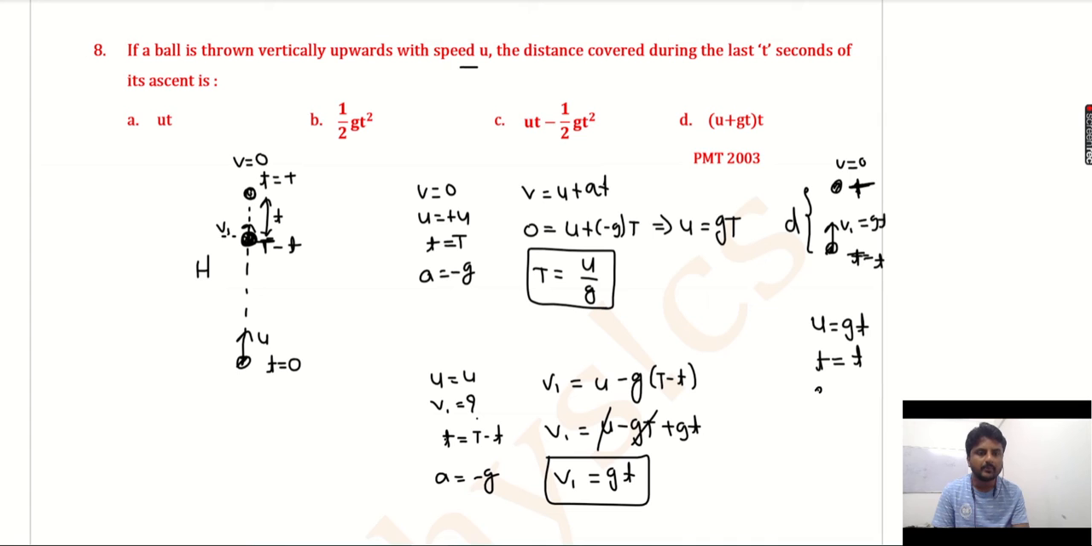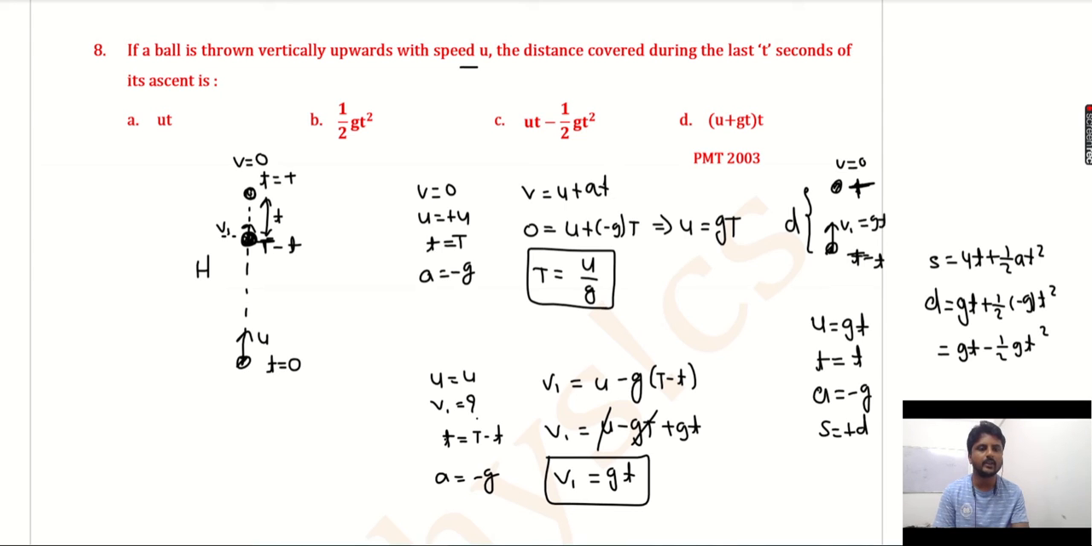Yes, later, A is equal to minus g and S is equal to plus d. So we can write S is equal to ut plus half at square. So yes, S is how much? d. u is gt, plus a is minus g, into t square. So this will be equal to gt minus 1 by 2 gt square.